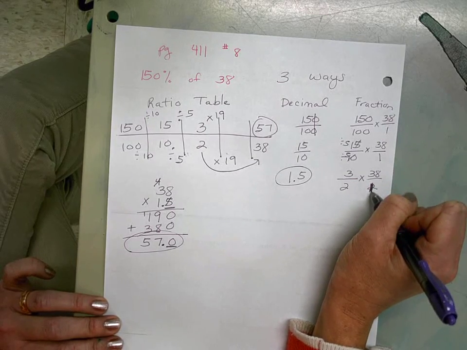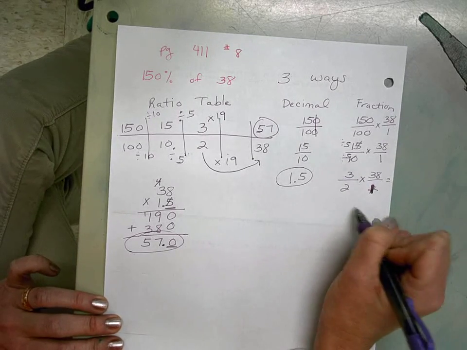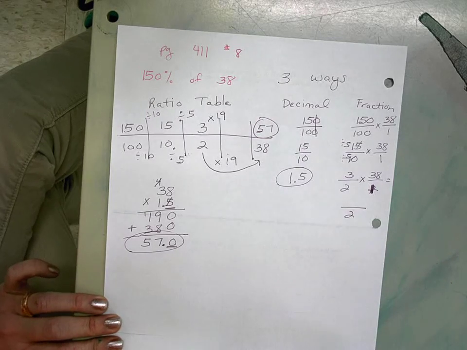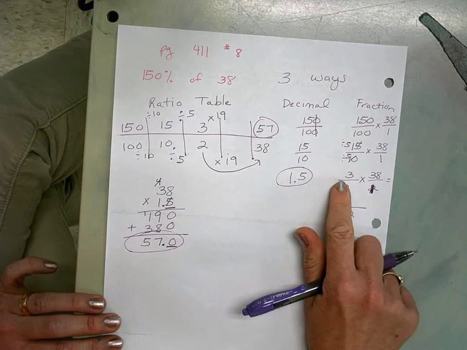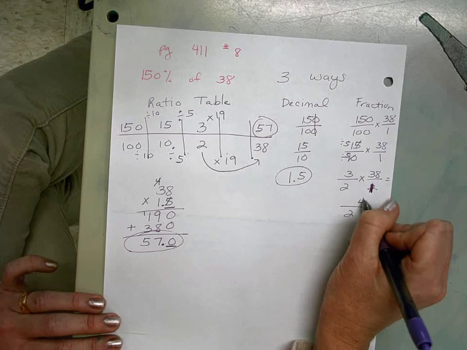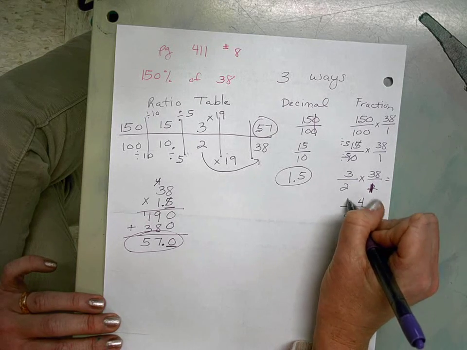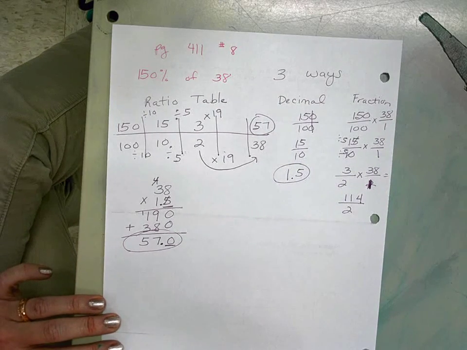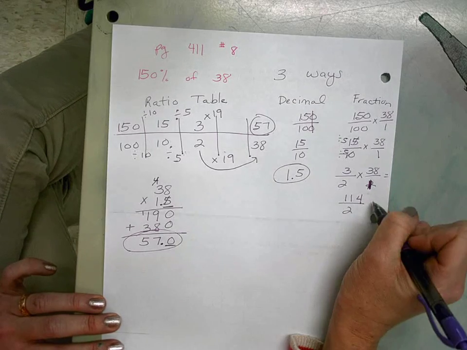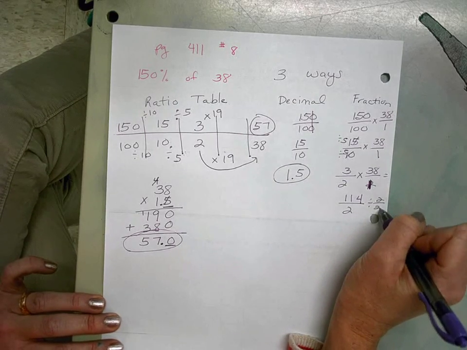Did a little math there in my head. So let's go ahead and multiply. 2 times 1 in our denominator gives us 2. 38 times 3, that's 24. Carry the 2. 114 divided by 2. They're both even, so I can divide them both by 2 and simplify.